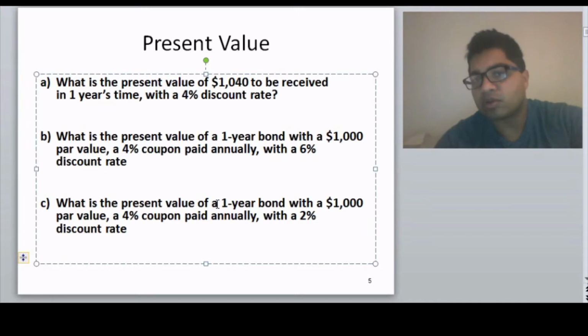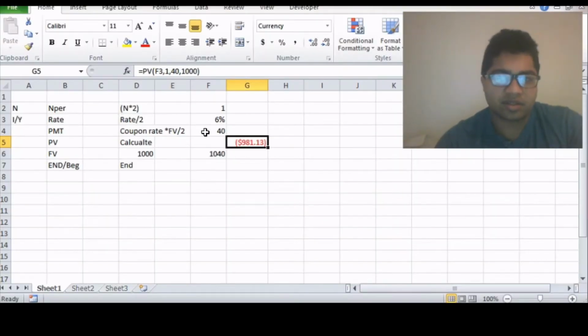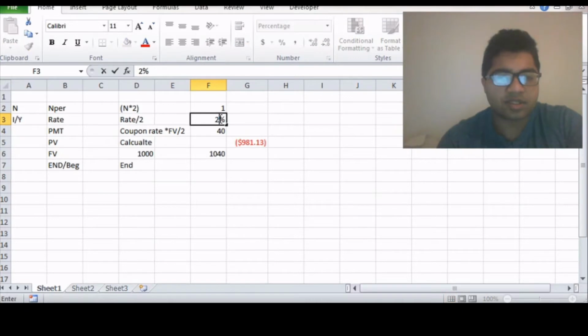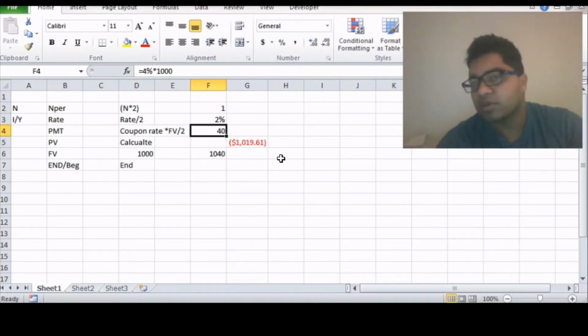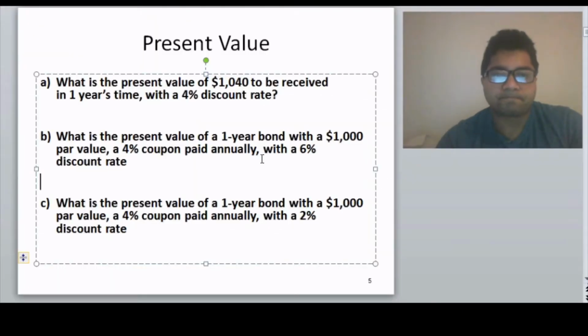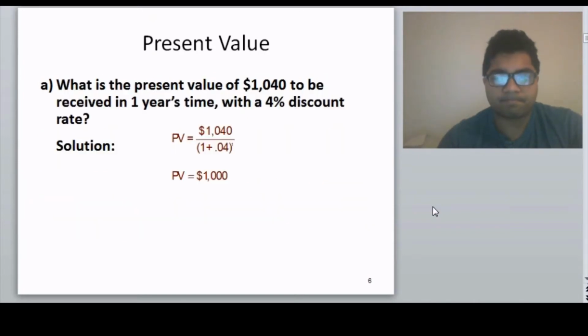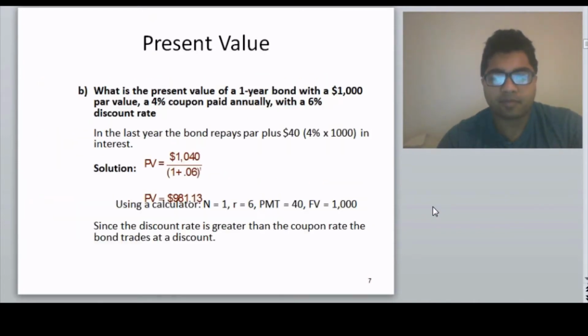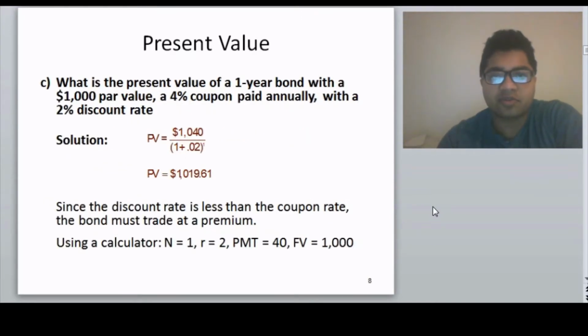Okay, the value of a 1 year bond with 1000 par value, 4% coupon paid annually, and a 2% discount rate. If you just change this to 2%, the value changes. So this is the solution for it.